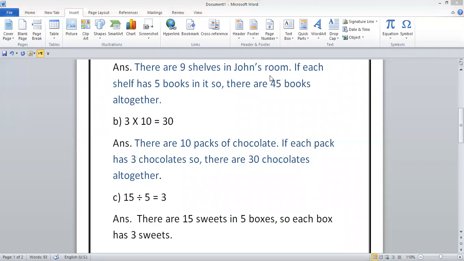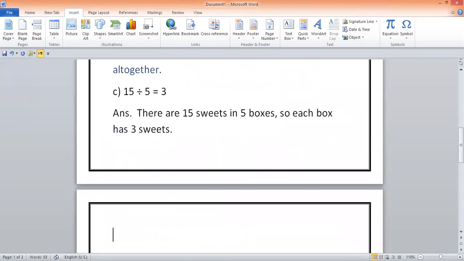Yes, sir. I finished. Very good. Look, there are 15 sweets in 5 boxes. Total sweets are 15 and total boxes are 5. If you want to find out how many sweets are there in one box, you will divide 15 by 5. So each box has 3 sweets. So this is your answer.